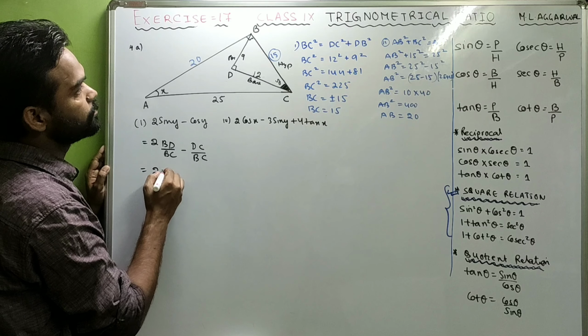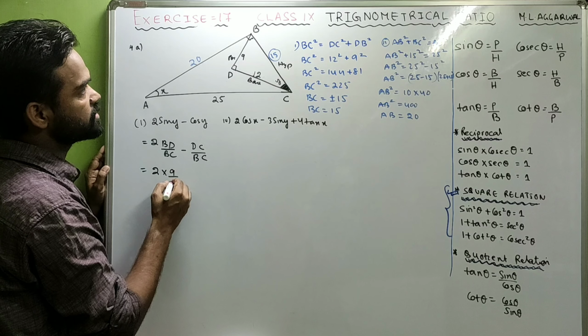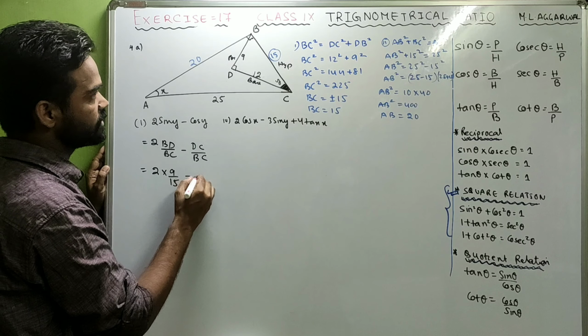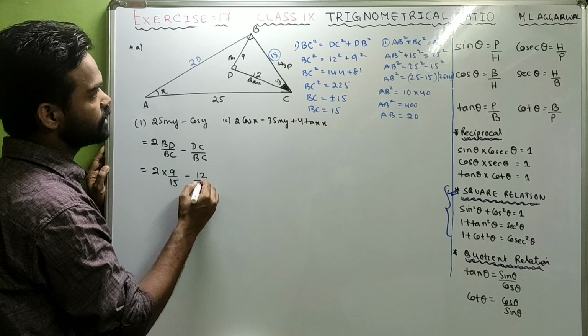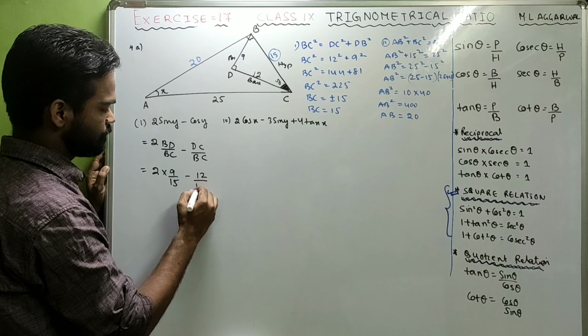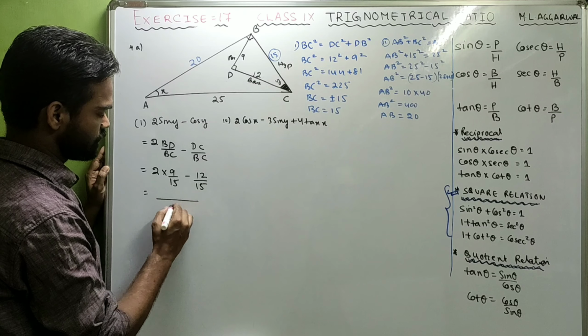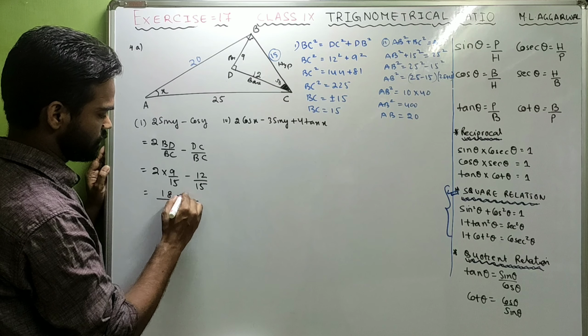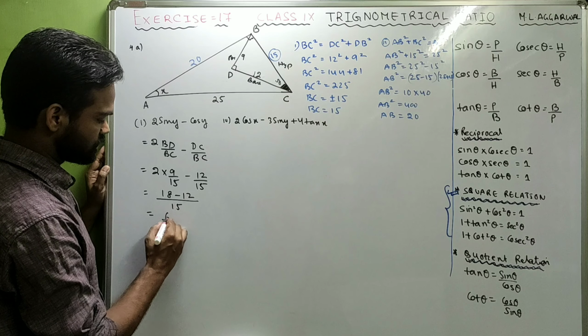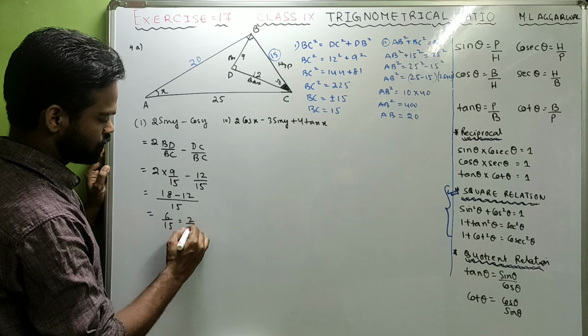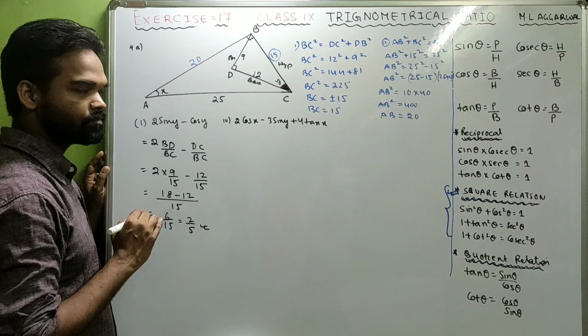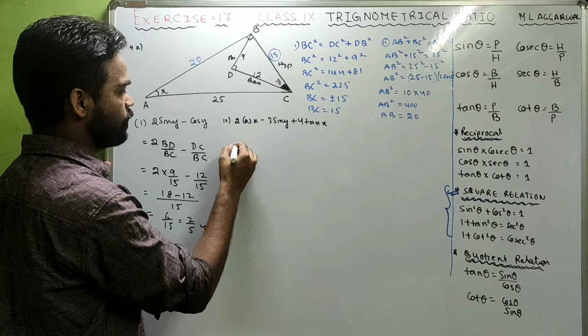So twice BD is how much? 9. BC is how much? 15, minus DC is how much? 12. BC is how much? Again 15. Okay, so 15 is the LCM. That's 18 minus 12. That's 6 by 15, which is 2 by 5. Done.